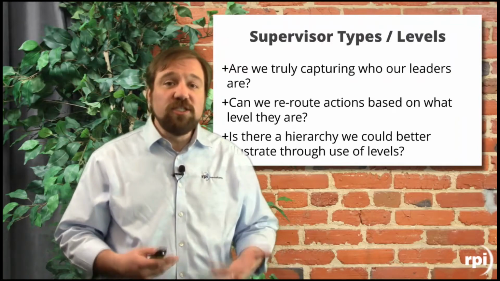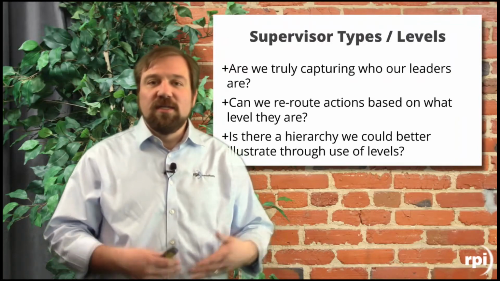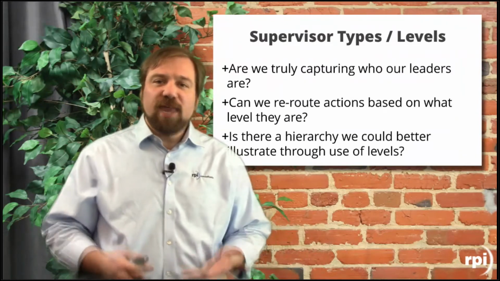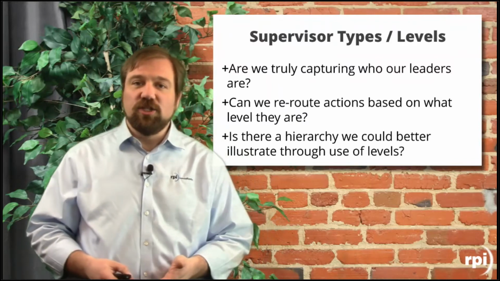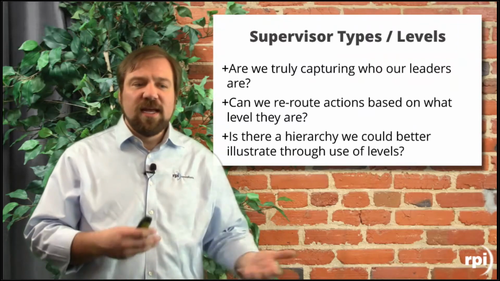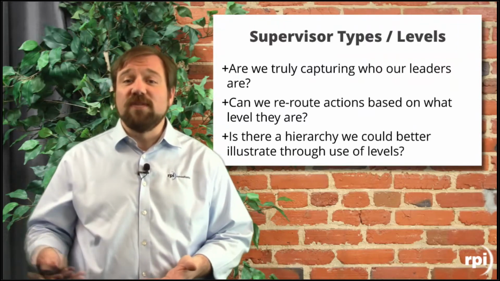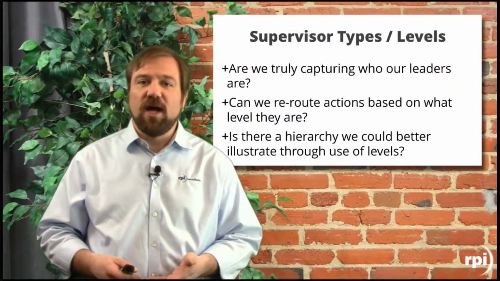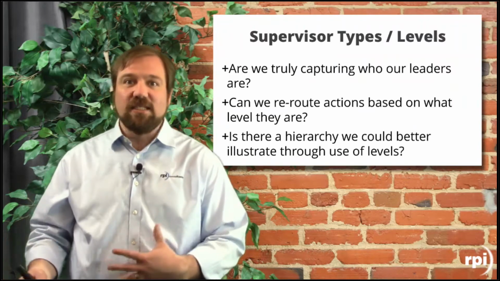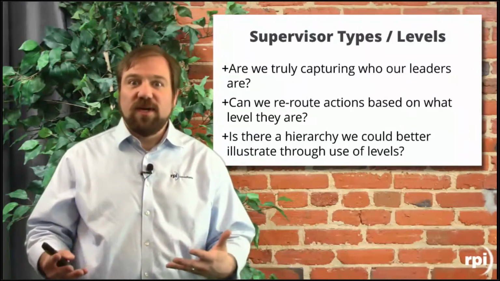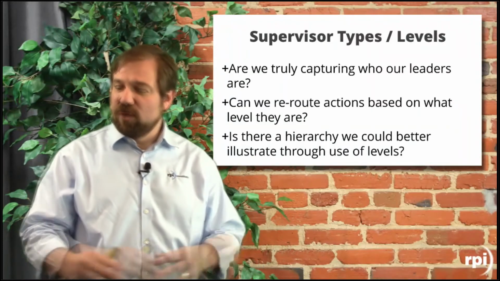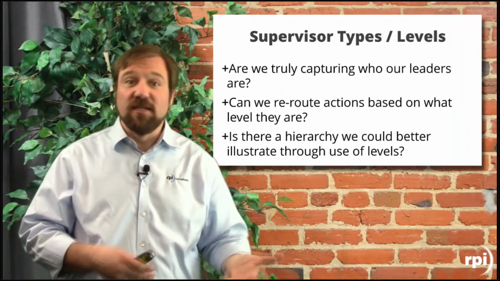So one of the first things that we'll talk about is different supervisor types or different supervisor levels. Are we really capturing who our leaders are in our organization? And the reason why we might want to evaluate this is, can we start to reroute some of our actions based on who these people are? When we first go live, we're concerned about getting that supervisor structure into the system. We're used to our S3 supervisors, and we get them in and we get them functional in GHR.